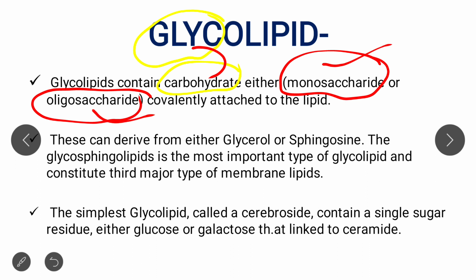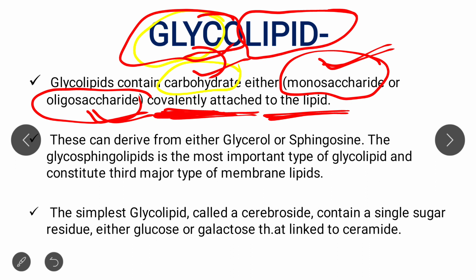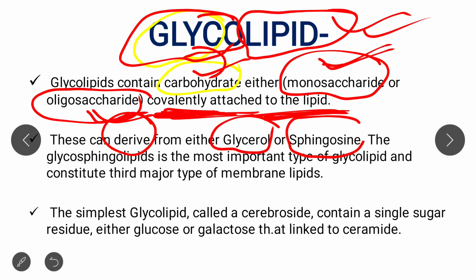Clear? And when this glyco is covalently bonded with a lipid, then it forms a glycolipid. So glyco is the carbohydrate part, which may be either a monosaccharide or an oligosaccharide, and when it is covalently attached to the lipid portion, then it is known as a glycolipid. Clear? This glycolipid can be derived from either glycerol or sphingosine. What these glycerol and sphingosine are, I discussed briefly in yesterday's lecture. Please go and watch that lecture.